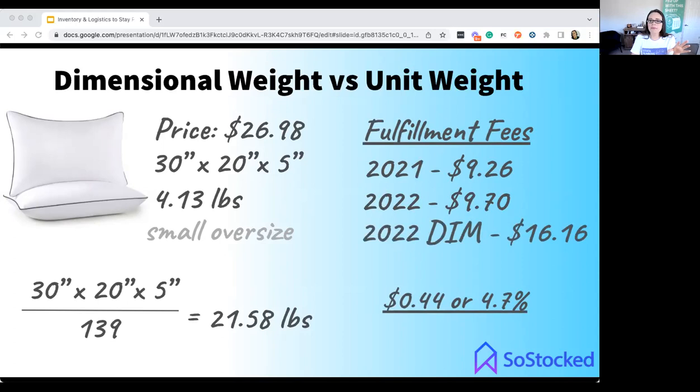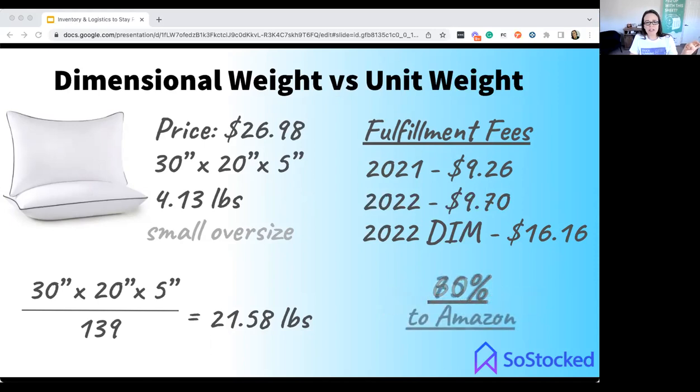it becomes $16.16. So you went from what should have been a 4.7% increase to a 74.5% increase in fulfillment fees alone. That doesn't include referral fees or PPC. It's about 60% of your margin, and adding referral fees on top makes 70% to Amazon. And that's before the ad money that you're sending them.